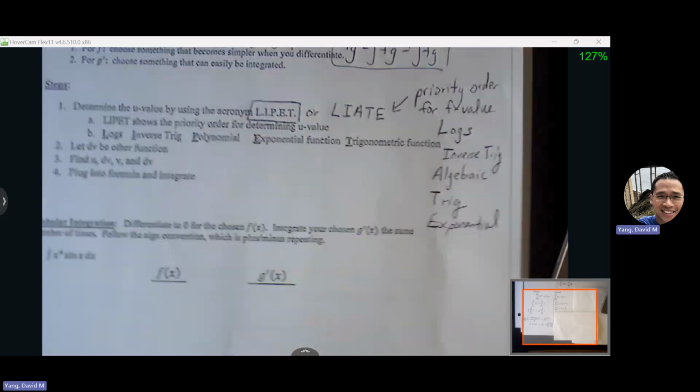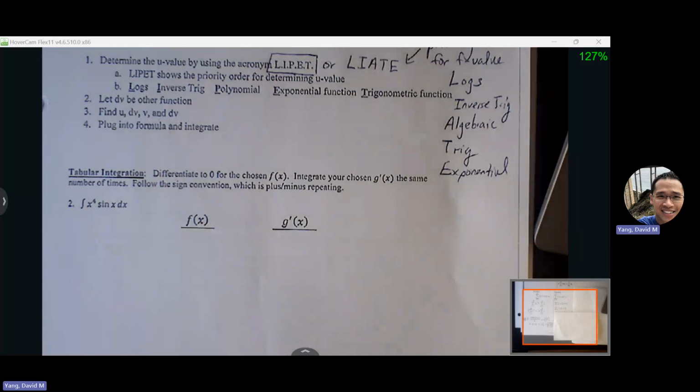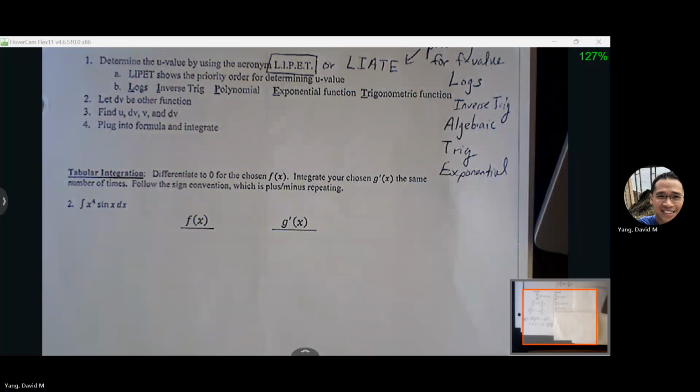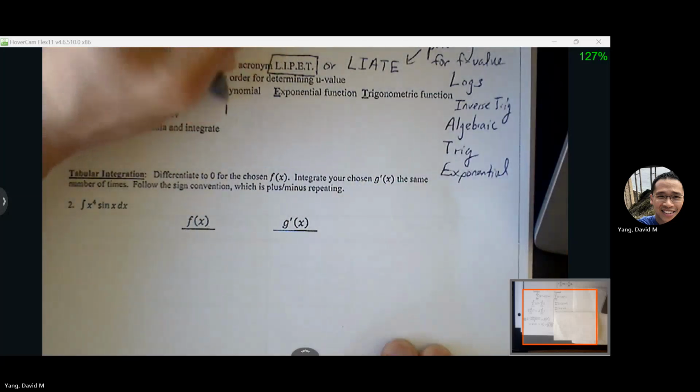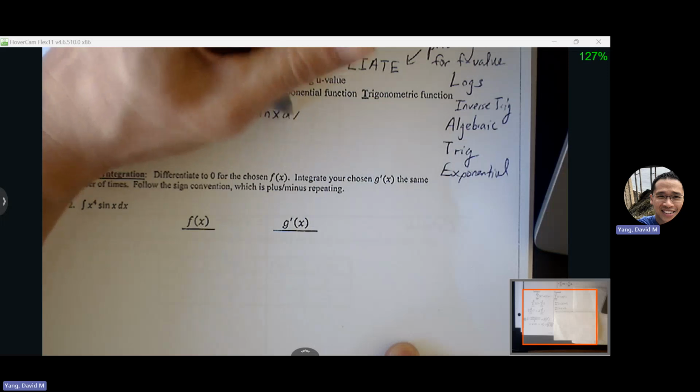So I forgot to put in an example 1. So let me put in example 1 before I try example 2 here. For number 1, we're going to do the integral of x sine of x dx.